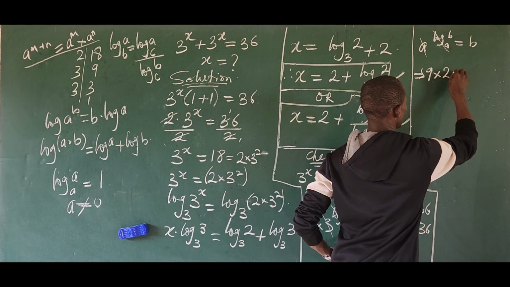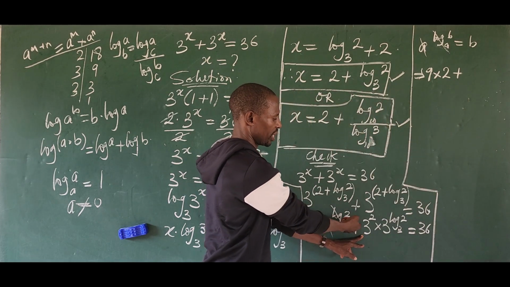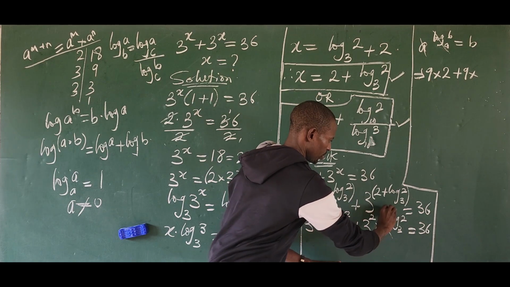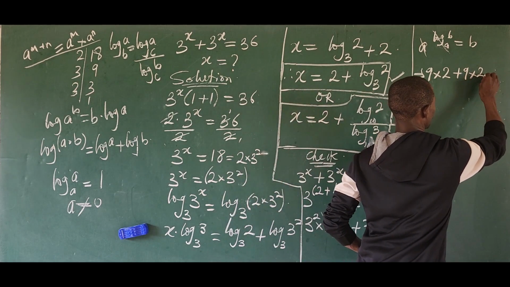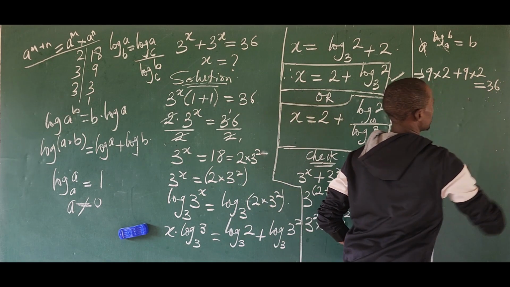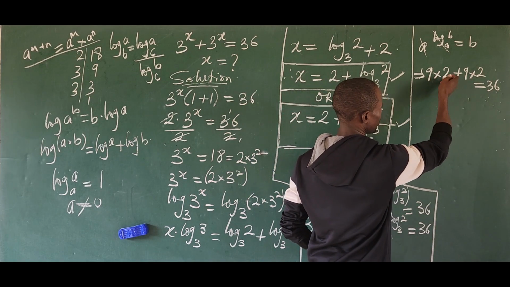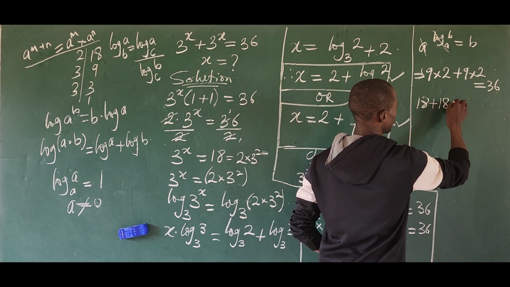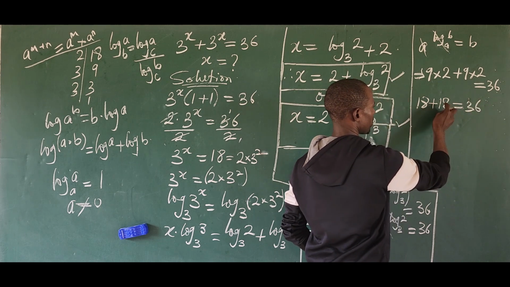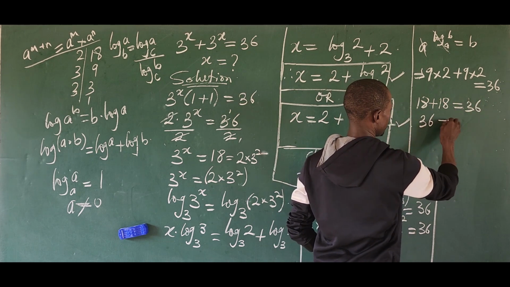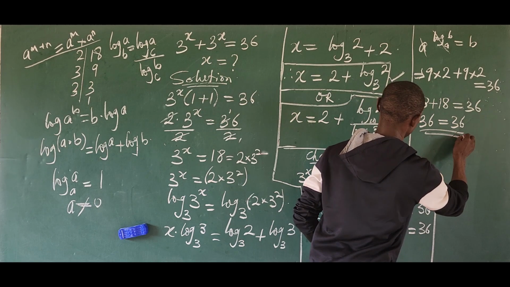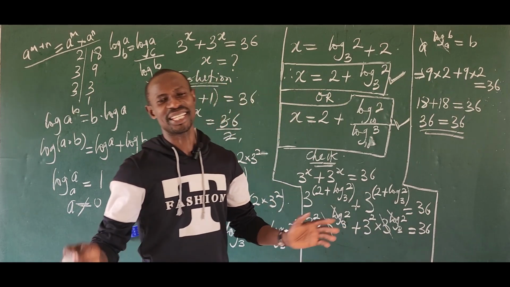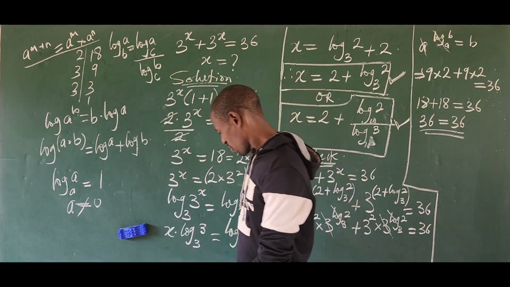Then plus, the same thing, we're going to have 9, then times, this will go with this, and we are now left with 2. Everything equal to 36. So 9 times 2 will give us 18, plus 9 times 2 will give us 18, equals 36. So 18 plus 18 will give us 36, which equals 36. So this shows that the answer we solved for actually satisfies the original equation. It's a simple one, by the way.